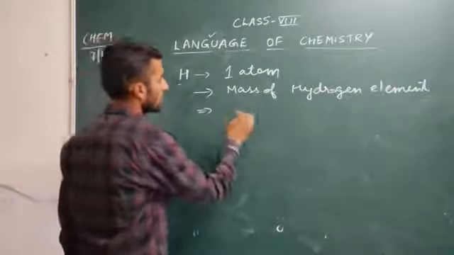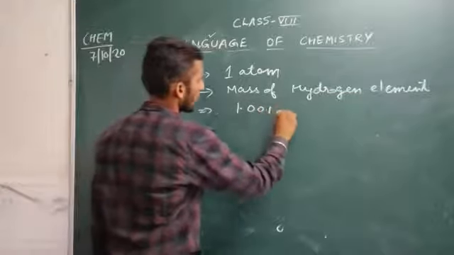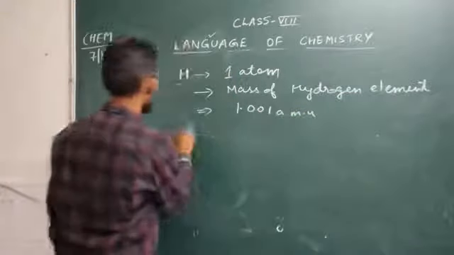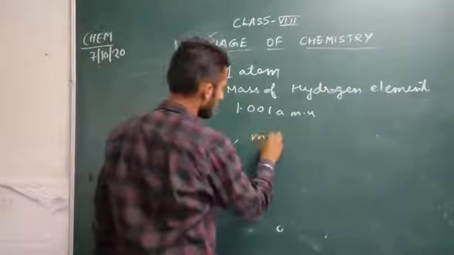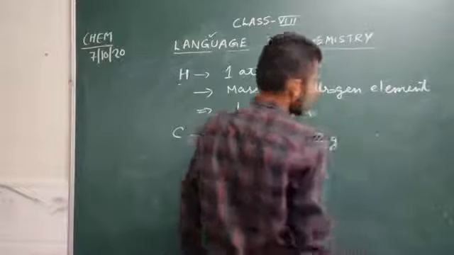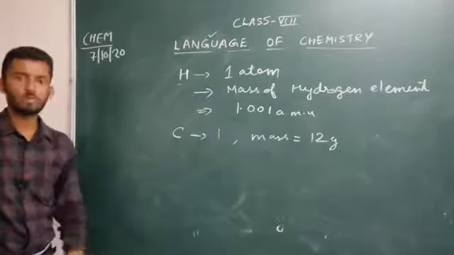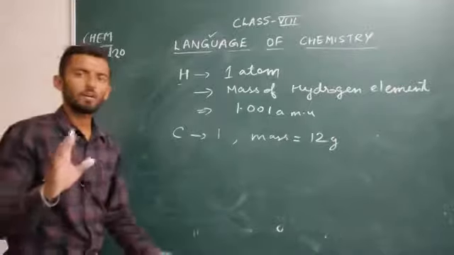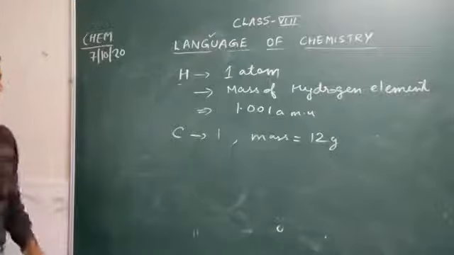So the symbol represents one atom, and the mass of a hydrogen atom. That particular mass for hydrogen is 1.001 AMU. Similarly for carbon, that also represents one atom, and the mass will be equal to 12 gram. Similarly nitrogen, 14 gram, and that also represents one atom. So if any symbol is given, that means one atom and the mass of that particular element.